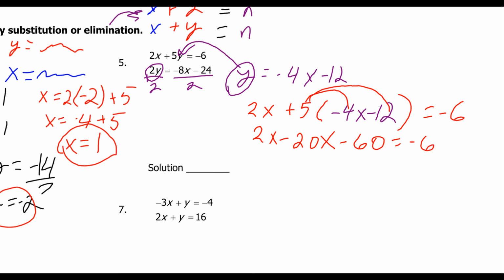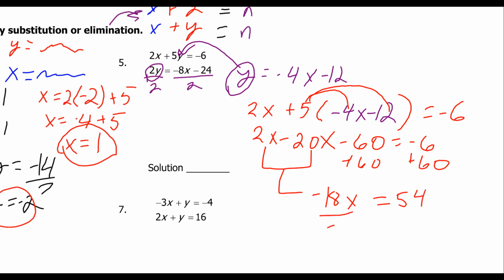So now we're going to combine our like terms and add 60 to both sides, okay? So we're going to add 60 here and combine those. And when we combine those, we're going to have negative 18x equals 54, okay? We divide each side by negative 18, and when we do that, we wind up with x equals negative 3. So we've got x equaling negative 3.